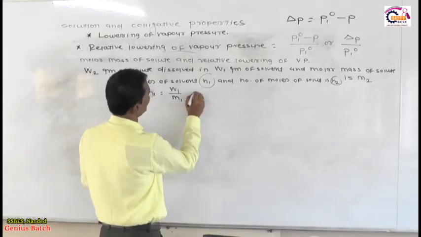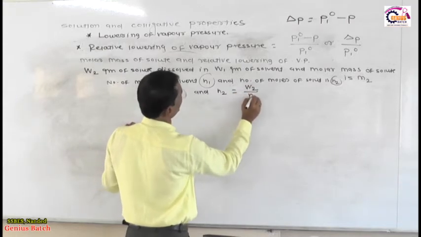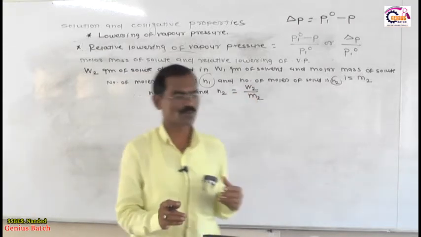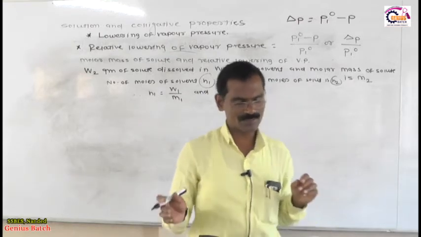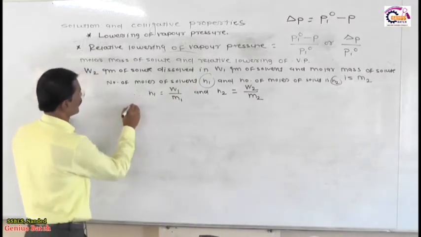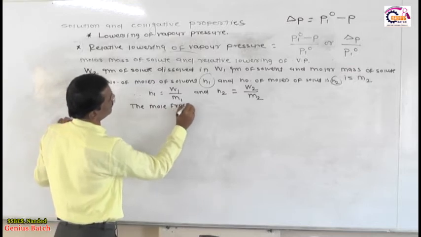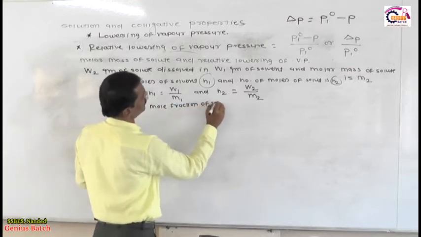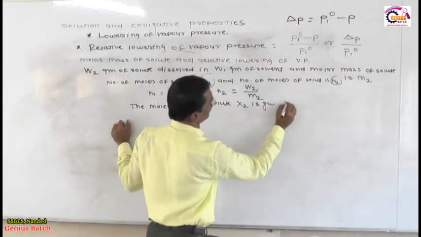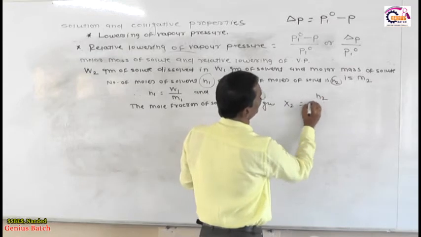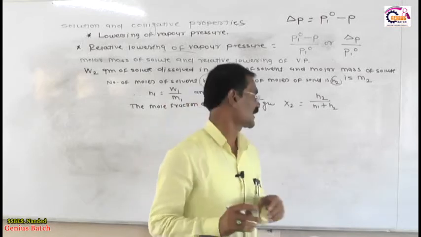And how to calculate N2? N2 is equal to W2 by M2. W2 is the mass of solute, divided by M2, the molar mass of solute. Do you know very well the mole fraction of solute X2 is given by, listen very carefully, X2 is equal to N2 upon N1 plus N2. So this is the formula.